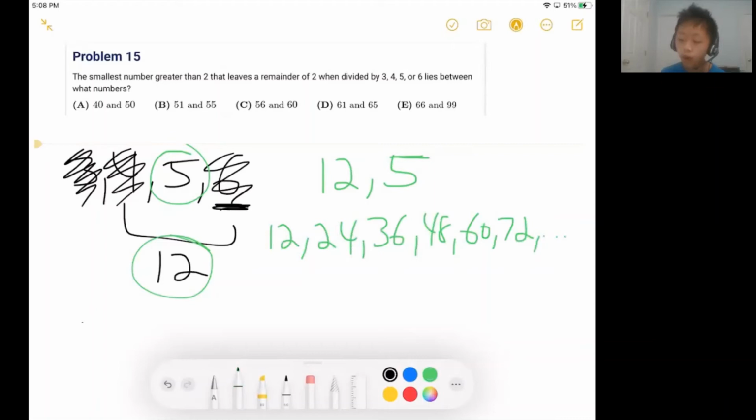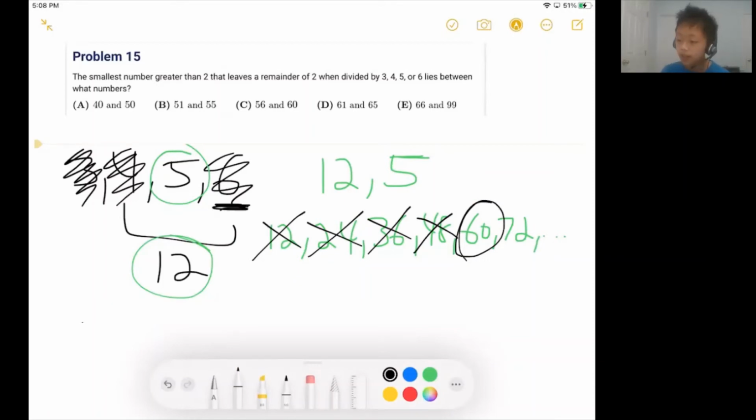Is 12 divisible by 5? No. Is 24 divisible by 5? No. Is 36? No. How about 48? No. Then we move on to 60. Is 60 divisible by 5? We see it is. So that tells us 60 is the smallest positive integer divisible by both 12 and 5.